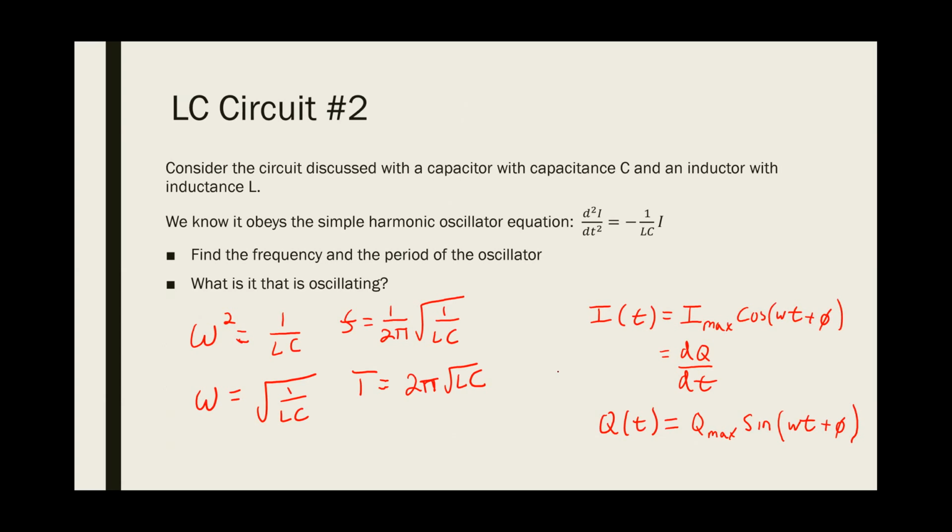So if I make the simple harmonic oscillator equation look a little bit more familiar, I can remember that the stuff out in front of the function was what we said was omega squared. So omega is going to be 1 over the square root of LC, and I can use that to find the frequency and period of this oscillatory circuit.